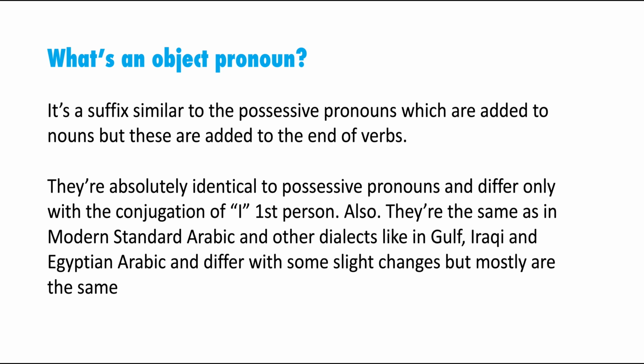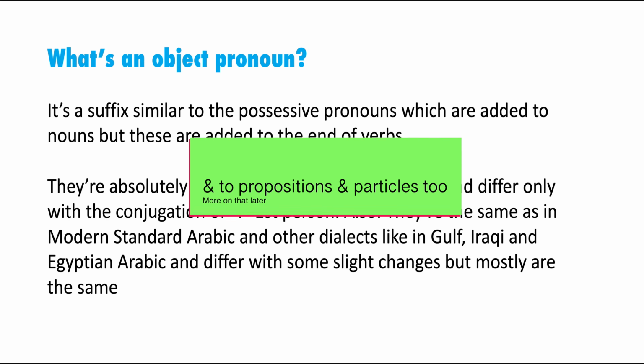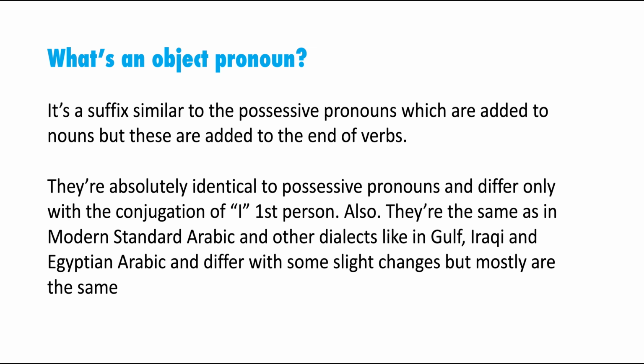Well, object pronouns are similar in terms of use to possessive pronouns and the way we use them and the way we add them. However, note that possessive pronouns, we only add them to nouns, whereas our object pronouns, we add them to verbs. So that's the slight change between both. As I mentioned earlier, they're absolutely identical with possessive pronouns and only differ with the conjugation of the first person, like I, masculine, feminine. So they're absolutely the same as modern standard Arabic and other dialects like Gulf, Iraqi, and Egyptian, and only have very subtle or slight differences between both. However, they are absolutely the same.